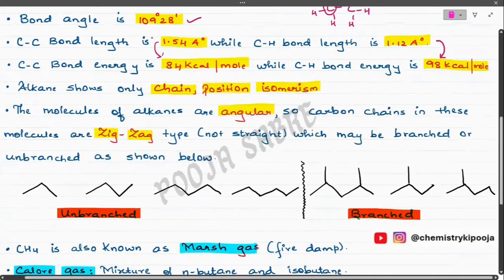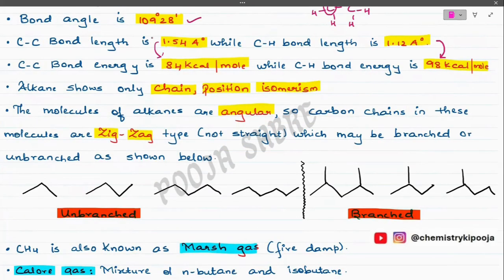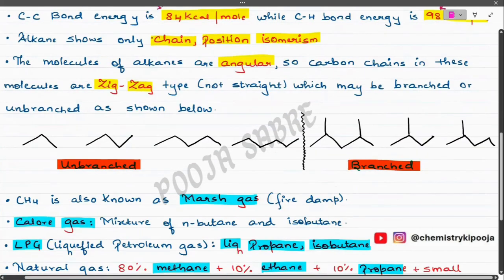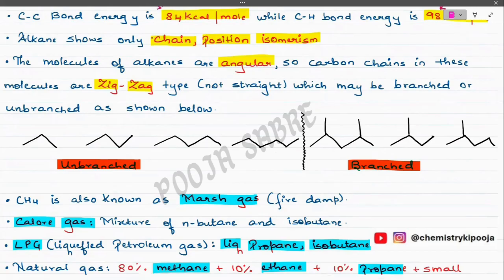Next is, alkane shows only chain and position isomerism. Talking about the molecule of alkane. The alkanes are arranged in a zigzag manner. All the molecules of alkanes are angular. Why? Because the carbon is arranged in a zigzag manner, not in a straight chain. As you can see, this is one carbon, then carbon, then carbon. So, it is basically zigzag. There is no branching present. This is unbranched. On the other hand, there is branching present. Branching means in a chain, there is an additional group attached. So, we call it branching.